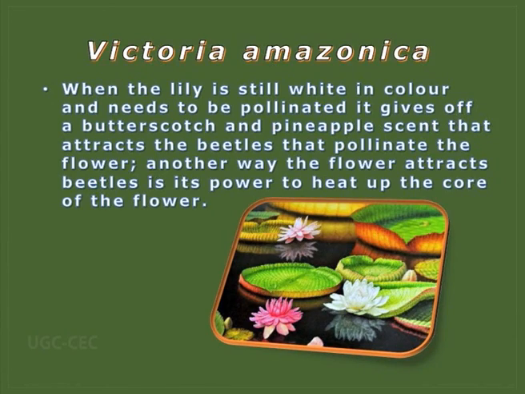So you can very well distinguish between a flower which is unpollinated and a flower which is already pollinated by the change of color. This lily is pollinated with the help of beetles. When it wishes to undergo pollination, it starts secreting a butterscotch smell, and this smell invites the beetles to pollinate Victoria amazonica. Moreover, it provides some extra heat, which is again a lucrative offer for the beetles.